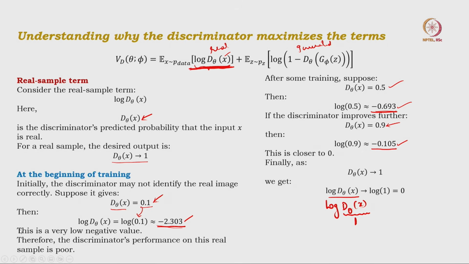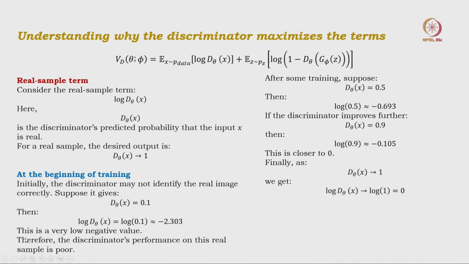So did you get this concept? This is important. Whatever we have seen in the previous theory will be made clear here. We are saying that the discriminator should maximize this term. If the discriminator has to maximize this term, for what value of the discriminator will this log term be maximum?